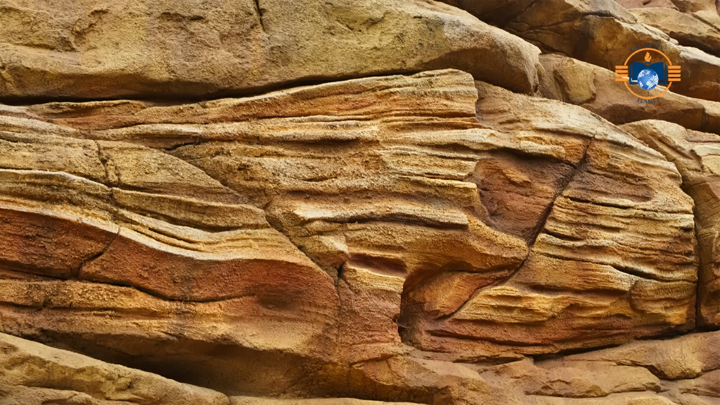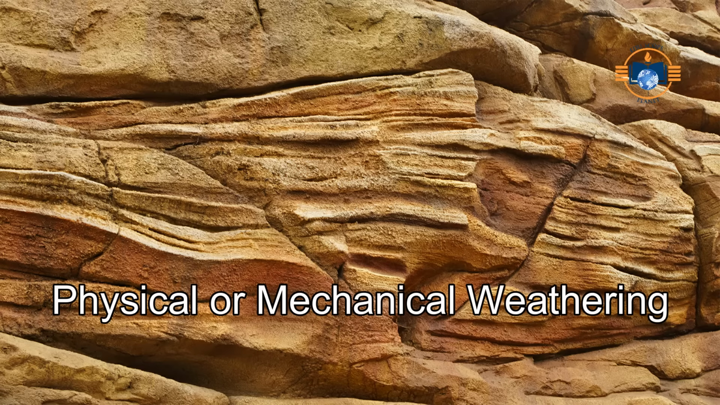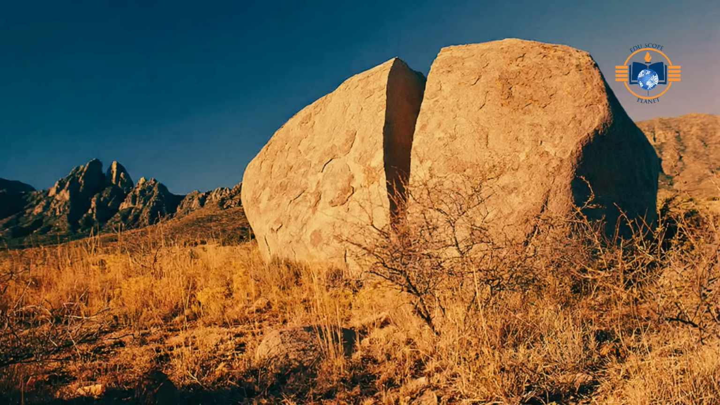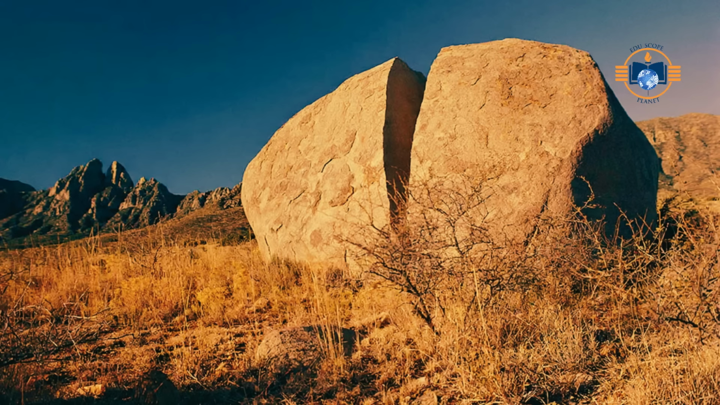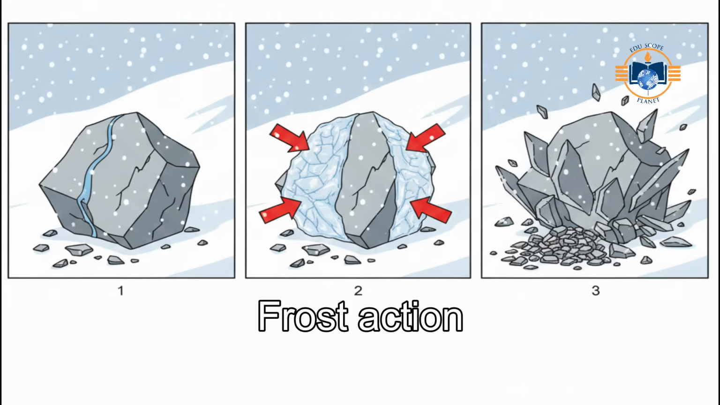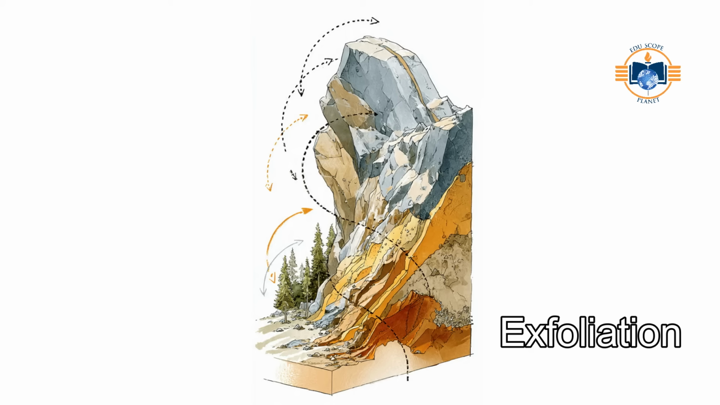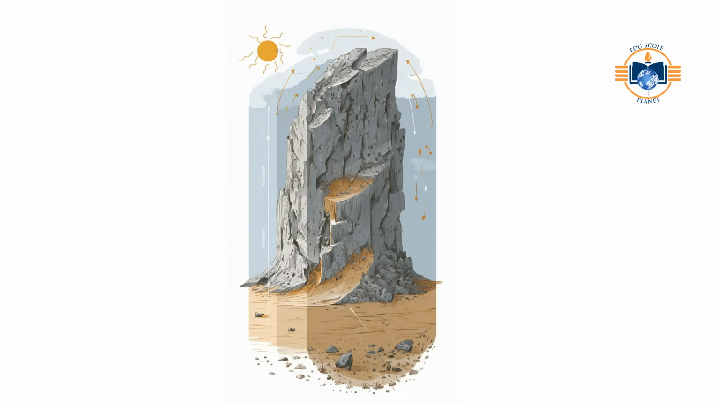Types of weathering. Weathering occurs in three main ways. Physical or mechanical weathering. This type breaks rocks without changing their chemical composition. Major processes include temperature changes. Rocks expand in heat and contract in cold, resulting in cracks. Frost action. Water enters cracks, freezes, expands, and the rock breaks. Exfoliation. Outer layers peel off due to the release of pressure. Common in hot deserts and cold mountainous regions.